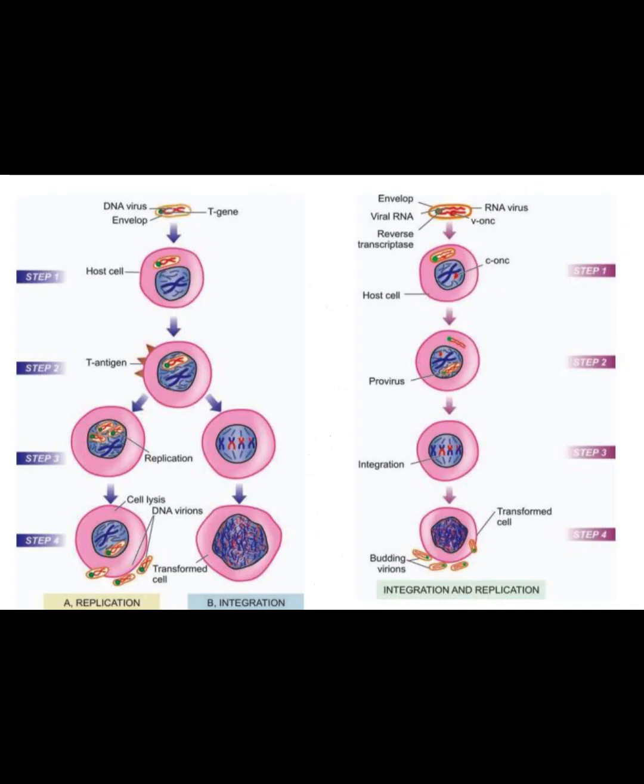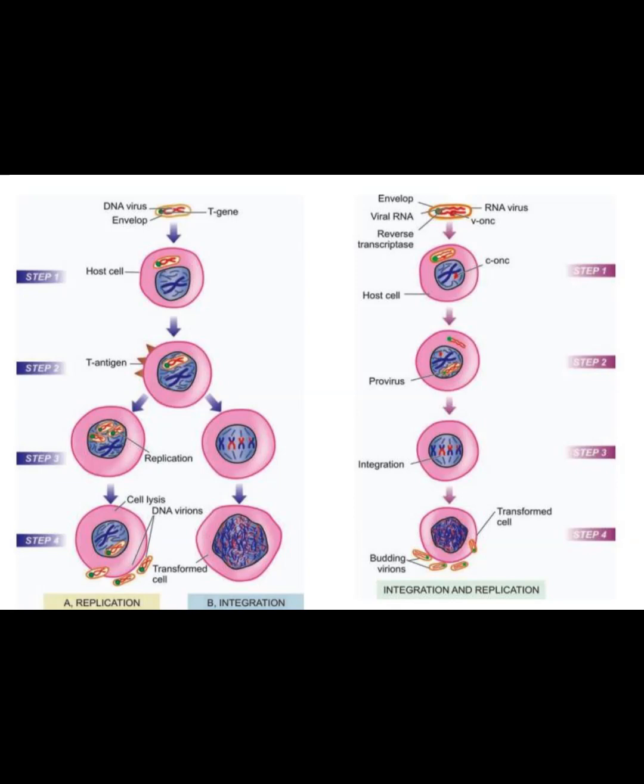The figure illustrates the integration and replication of DNA and RNA virus in the host cell. First, the host cell is infected by DNA or RNA virus. The DNA virus enters the host nucleus, so the T antigen gets activated. Viral replication happens, and it forms virions. These newly formed virions are gathered inside the nucleus. Once the host cell bursts, these virions are released.